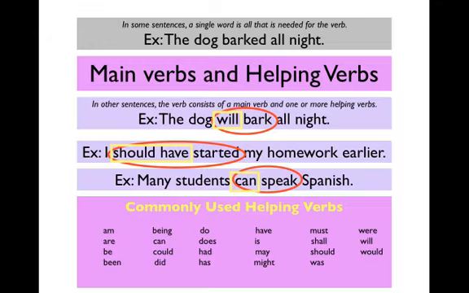Here are some other commonly used helping verbs. We have am, are, be, been, being, can, could, did, do, does, had, has, have, is, may, might, must, shall, should, was, were, will, would. It's probably a good idea to make sure that you look at these commonly used helping verbs because these are the most commonly used helping verbs that you're going to be seeing when you read stories, when you look at tests, and when you use them in your everyday writing.